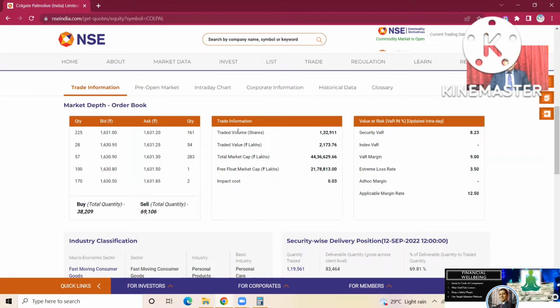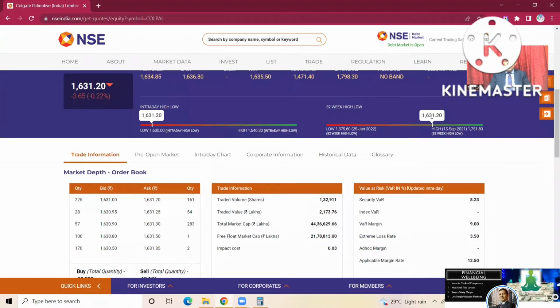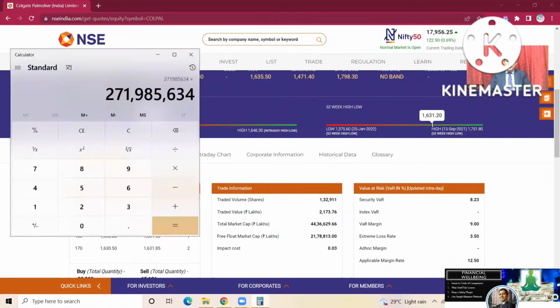The trade information tells us the total volume of shares being traded and the total traded value in lakhs, and this is the total market capitalization which we wanted to check. This is in lakhs, 443669 lakhs. So let us calculate quickly. We take the total number of shares and multiply it by the current price at the market, 1631.20.